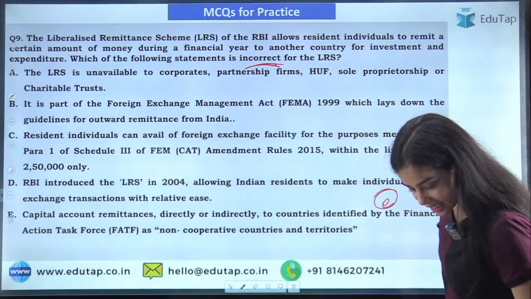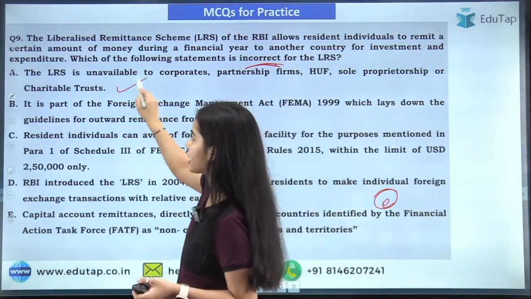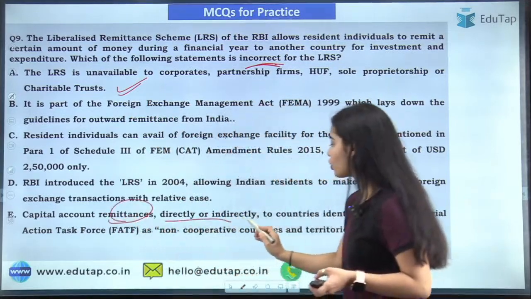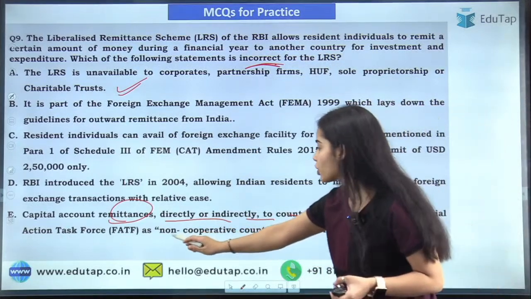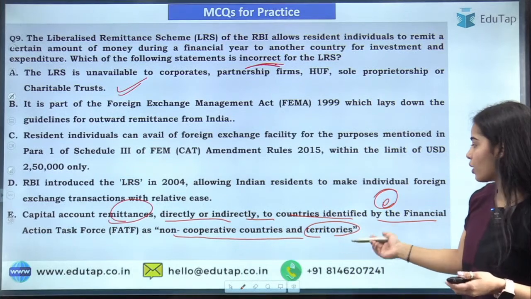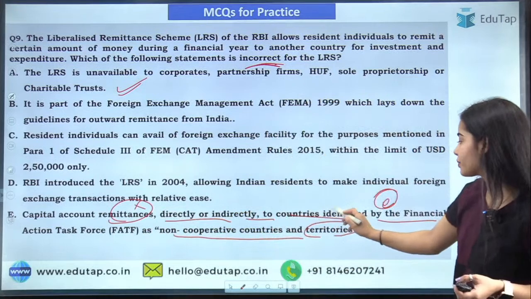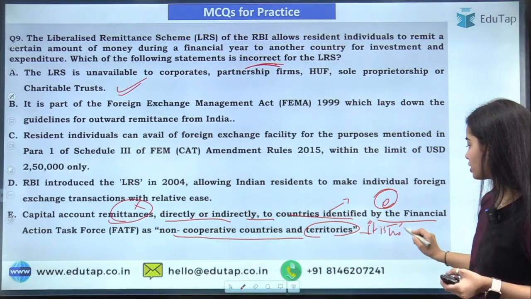Tell me the incorrect statement. No one is able to answer this rightly. So let's start from the bottom. Capital account remittances directly or indirectly to countries identified by the Financial Action Task Force as non-cooperative countries and territories. So this is not allowed. It is not allowed. Okay.